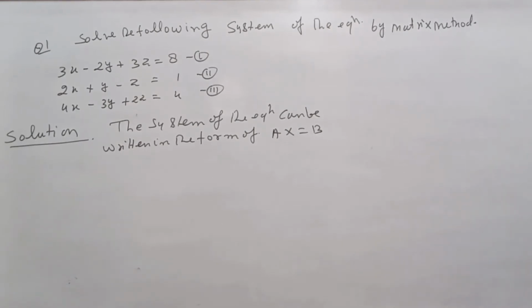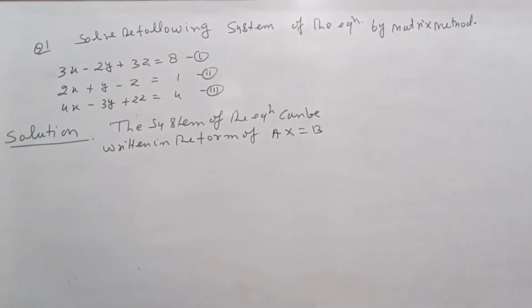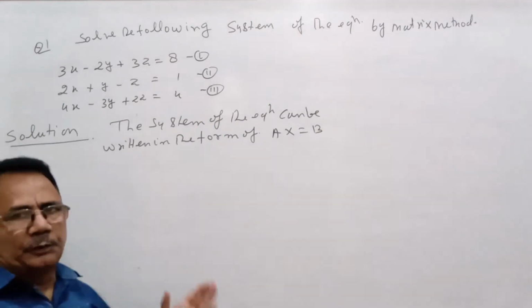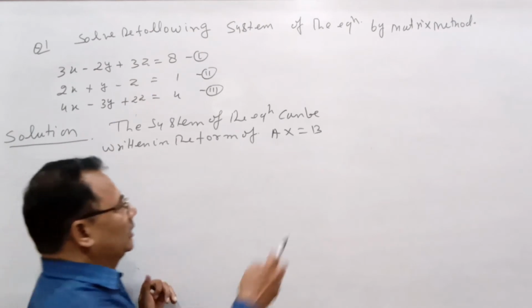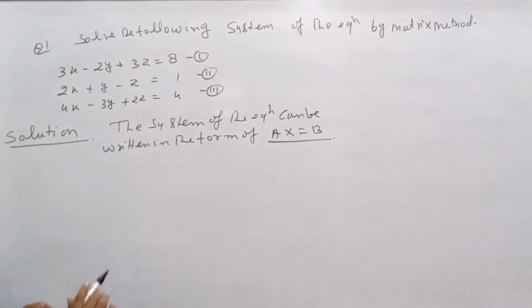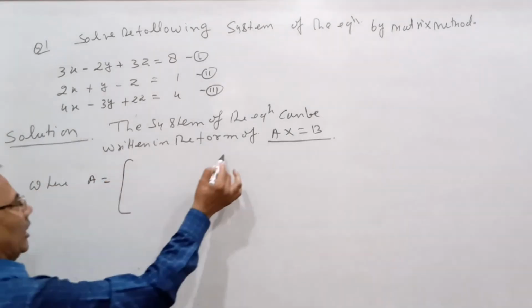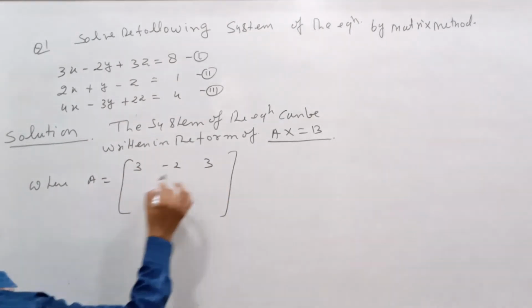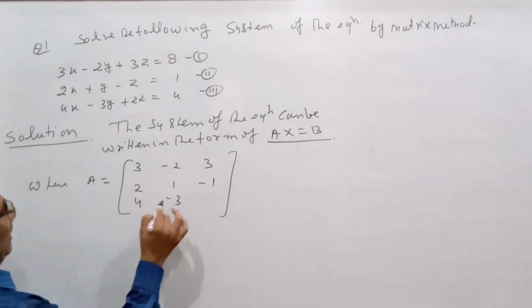Now we see here the problem: solve the following system of equations by using the matrix method. These are the given equations in three variables. First of all, we write this system in the form of matrix multiplication, that is, AX = B, where matrix A is the coefficient matrix 3, -2, 3, 2, 1, -1, 4, -3, 2.